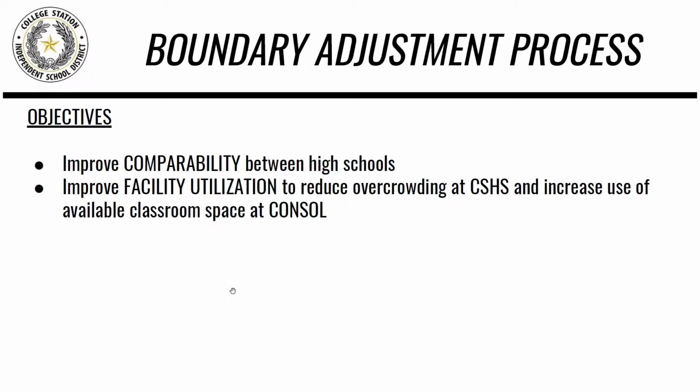Okay, so the process. As we began, Cabinet realized our objectives are these. Obviously, through looking at FC Local, we need to improve our comparability between our high schools. Our free and reduced lunch percentage points, we're at over 14 now. That needs to be less than 12 as defined by FC Local.